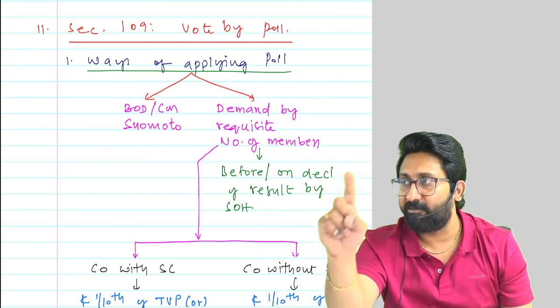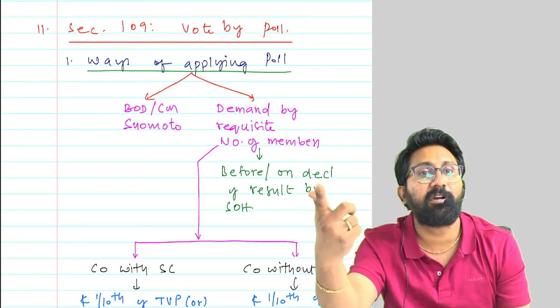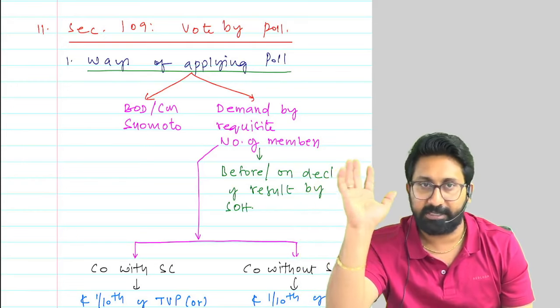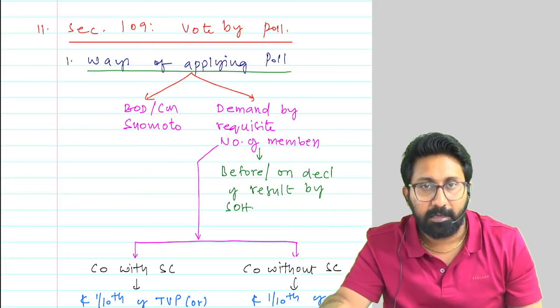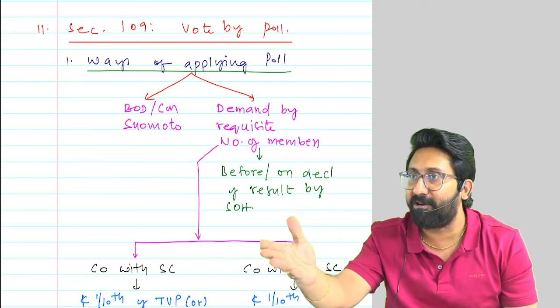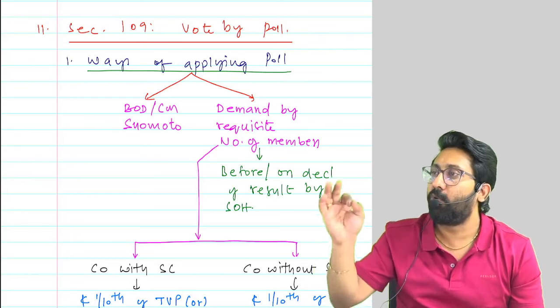Declaration of result of voting by the chairman and noting that in the minutes will make it what evidence? Conclusive evidence. Next. Poll method will be on record because polling papers will be given. Everything is on record. Conclusive evidence need not be there. You can recheck it anytime. Listening, everyone? Who can demand a poll?